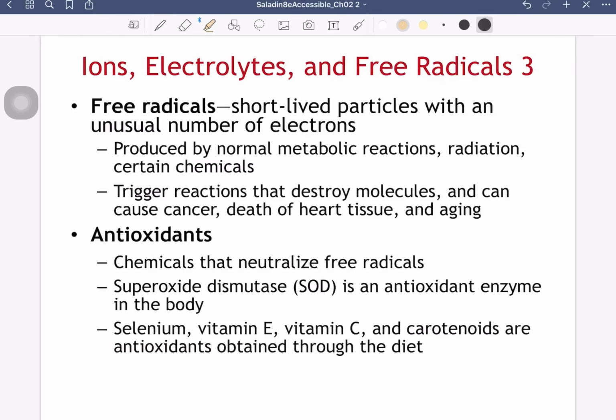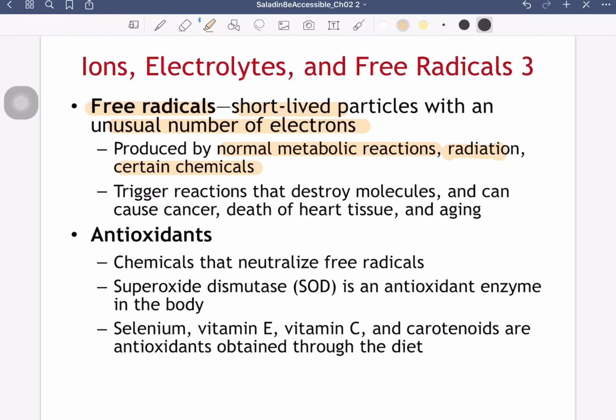Now, we should define a few more terms. A free radical is a very short-lived particle with an unusual number of electrons. Where do these come from? They're often just the result of normal metabolic reactions. It could be the result of radiation or certain harmful chemicals. The problem with free radicals is that they're very energetic, and they can interact with other molecules in the cell or in the tissues, and basically destroy them, make them non-functional.